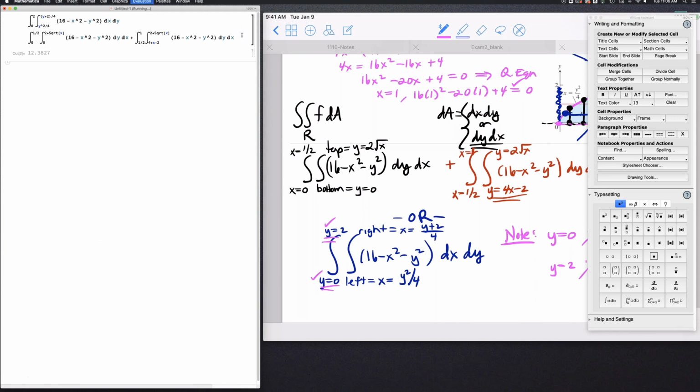And if we compute both of these integrals, the hope is that they give the same decimal answer. Okay, 12.3827, 12.3827. So you can see that they evaluate to the same decimal. That's a good thing. But if you were using the symbolics to compute them, we can see here that these answers don't quite exactly look the same. But if you were to simplify them, they would simplify to the same answer.